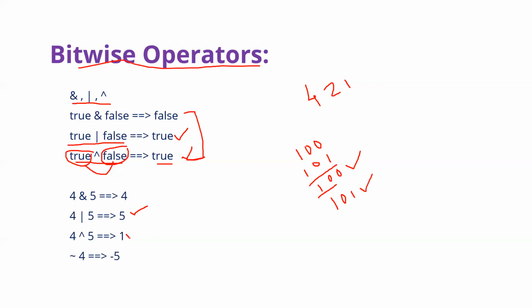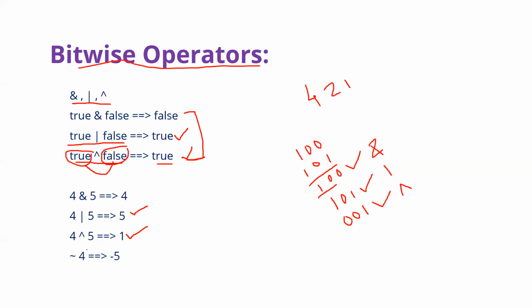Now 4 XOR 5, observe this result. 0 and 1 means you will get 1. Both are the same, in that case you will get 0. Here also 1 and 1, both are the same, you will get 0. This is the XOR operation, right? You will get the result as 1. This is the result of the AND operator on 4 and 5. This is the result of the OR operator. This is the result of the XOR operator.